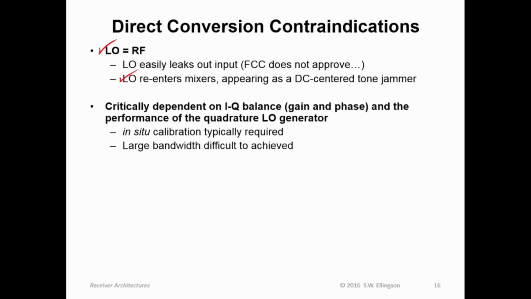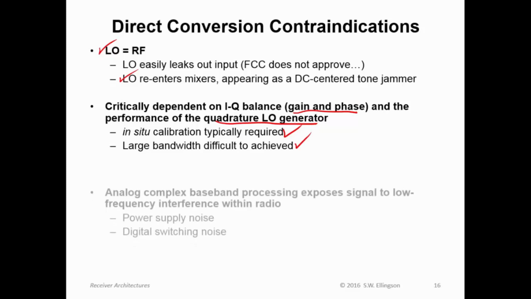Next, direct conversion is critically dependent on IQ balance, that is gain and phase balance, and the performance of the quadrature LO generator, which needs to produce very precisely signals which are 90 degrees out of phase. So this usually means that in situ calibration is required. You can't just assume that whatever you build is going to be sufficiently accurate. Typically, when the radio is running, there has to be something which is tweaking up the IQ balance and tweaking up the LO phase quadrature. As a result, it's very difficult to achieve large bandwidth in direct conversion architecture.